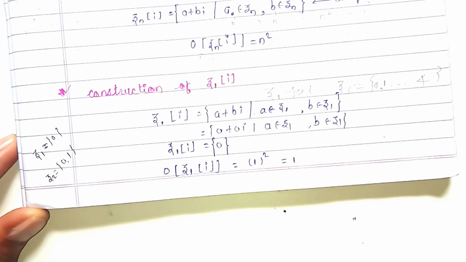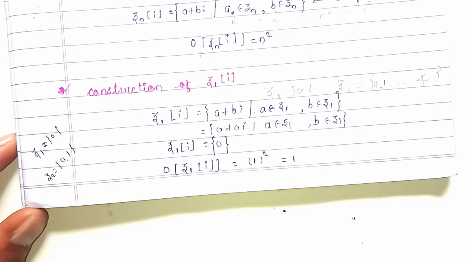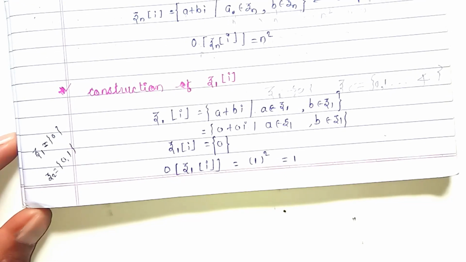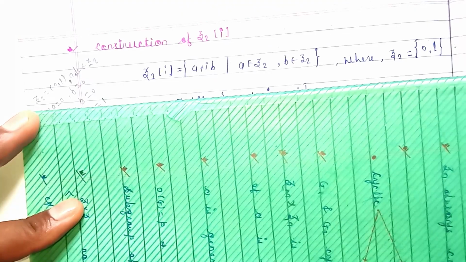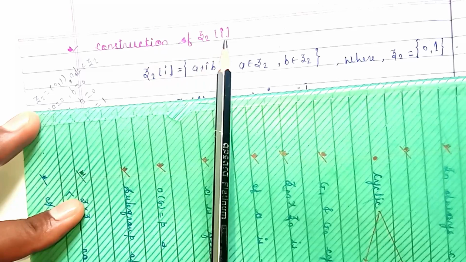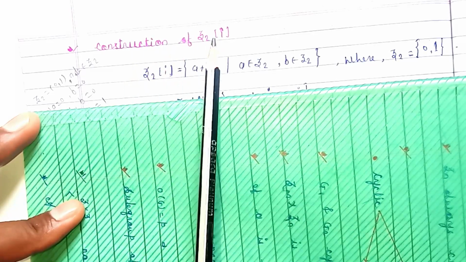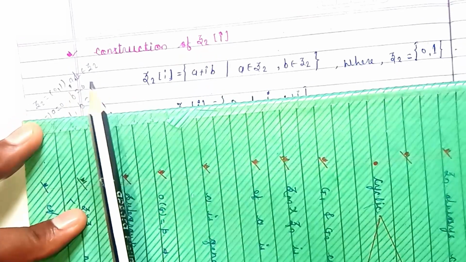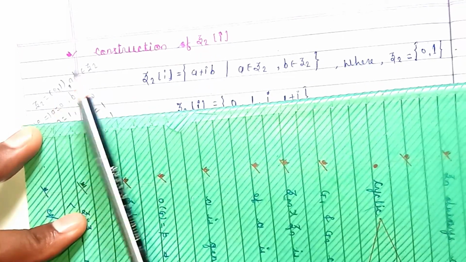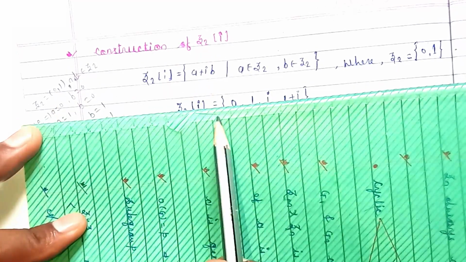Now similarly, we apply this for Z_2[i]. Under Z_2, we have two elements: one is 0 and the second is 1. So now the next operation is Z_2[i]. We want the construction of Z_2[i], that means we want the elements of Z_2[i]. Z_2 contains two elements, 0 and 1.